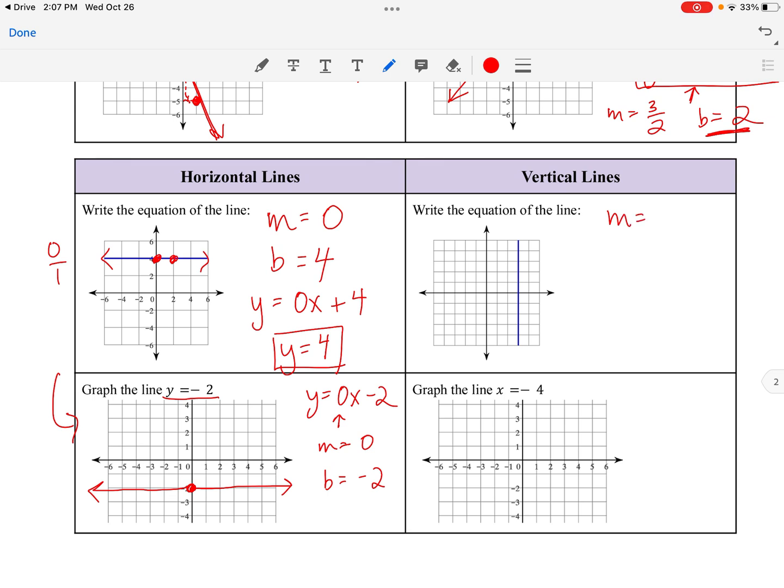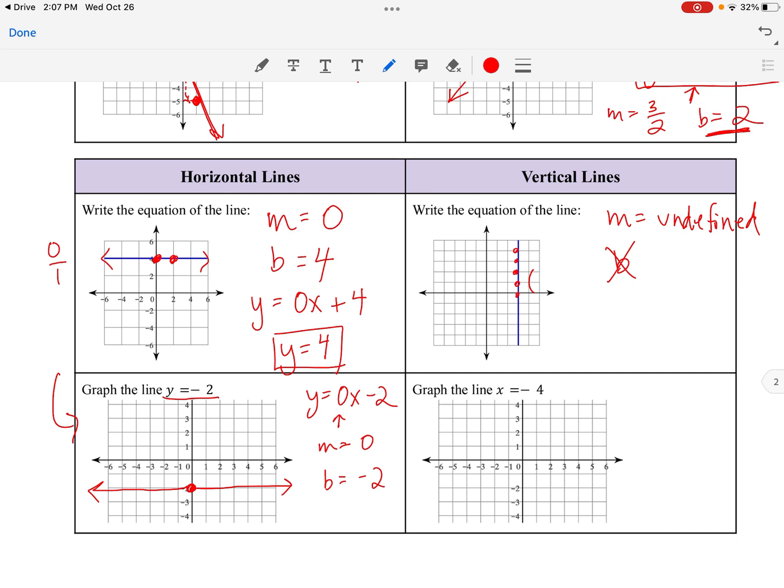Okay, what's the slope? Well, for vertical lines, if you remember, the slope is undefined. It is infinitely steep. We cannot give it a number. And the y-intercept does not exist. It never crosses the y-axis. So we can't use slope-intercept form. But we can notice, let's look at all the coordinates of various points on the line.